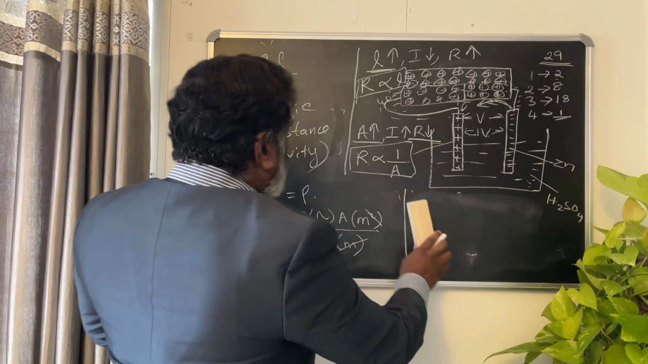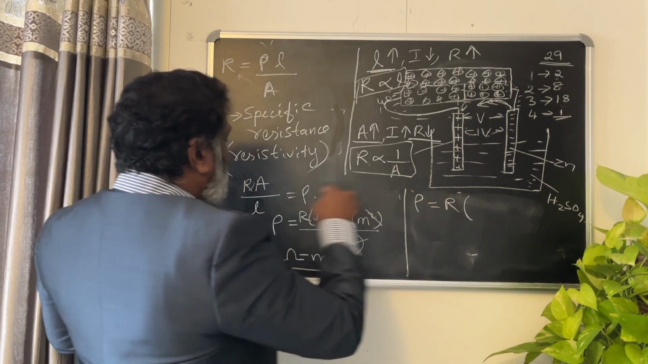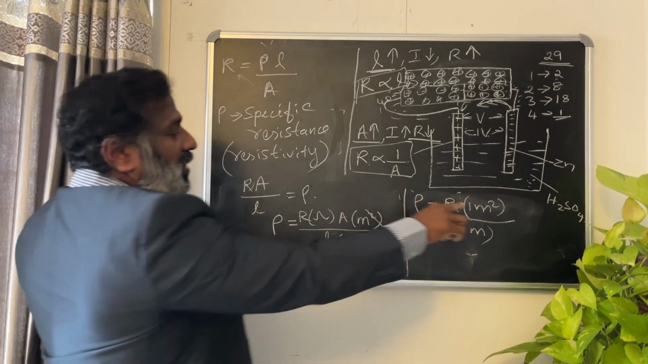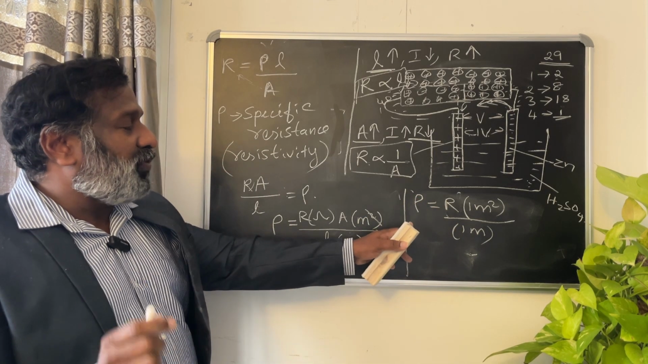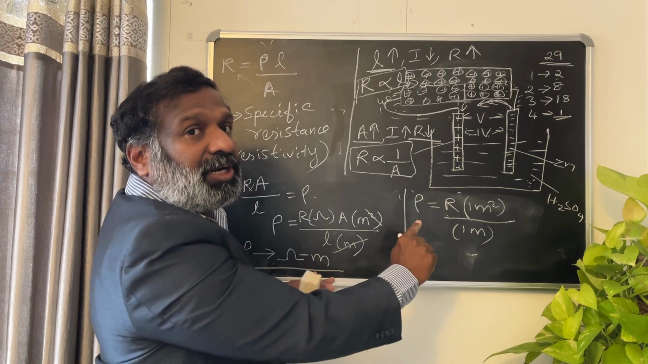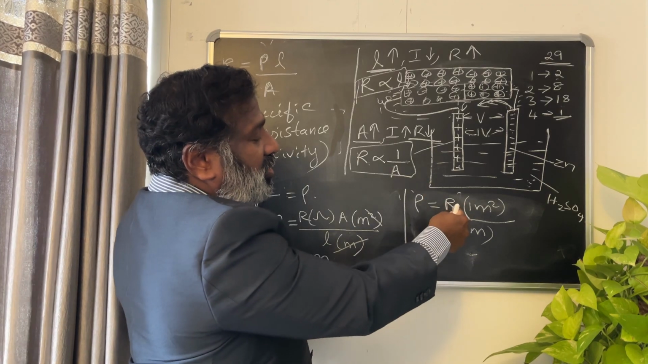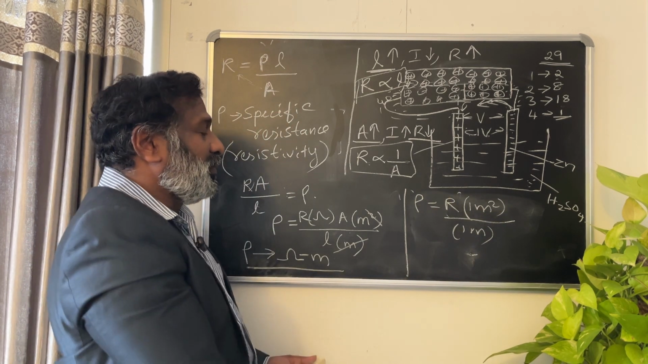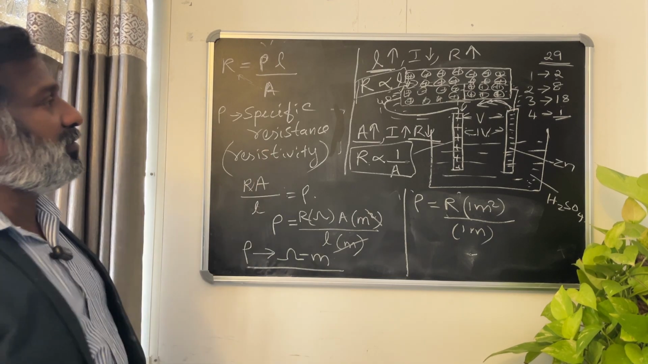Okay. So rho equal to R if this area is 1 meter square and the length is 1 meter. If the length is 1 meter and area is 1 meter square, the resistance will be equal to specific resistance. So in that way we can define specific resistance. Specific resistance is the resistance offered by 1 meter length of the conductor when its cross sectional area is 1 meter square. Clear? In that way we can define specific resistance or resistivity. Is it clear? Yes.